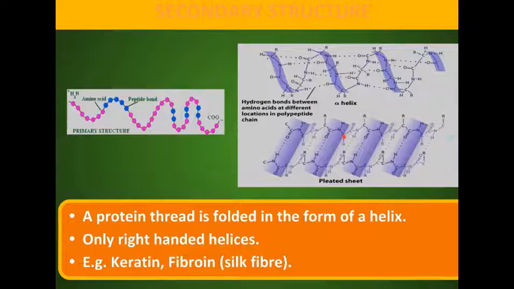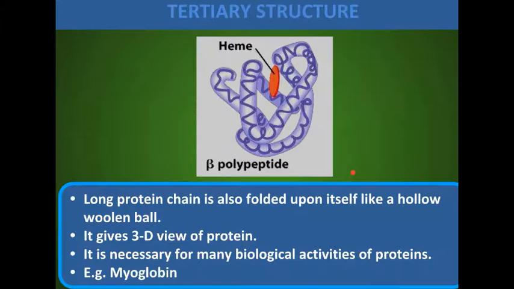Let us see what the secondary structure is. Here the protein thread is folded in the form of a helix, as you can see here. Only right-handed helices are found here. They can be alpha helices or they can be beta pleated sheets. Examples would be keratin or silk fibers.